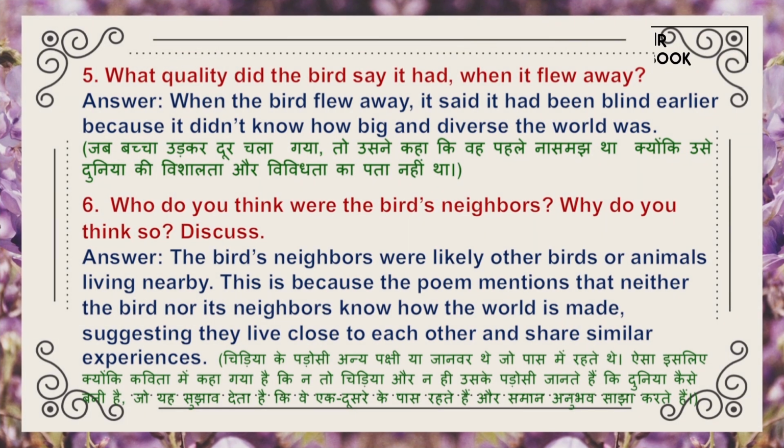Question: what quality did the bird say it had when it flew away? Answer: when the bird flew away, it said it had been blind earlier because it did not know how big and diverse the world was.